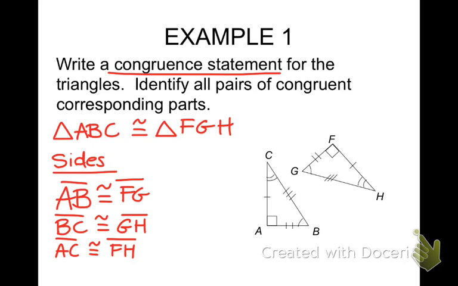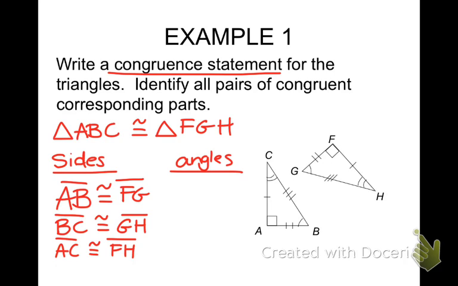Good. Okay. If I would have said CB, what would that match up with? HG. If I would have said CA, that would have matched up with HF. And if I would have said BA, then it would have matched up with GF. Good. All right, so there are your 3 sets of corresponding sides. Now let's do the angles.